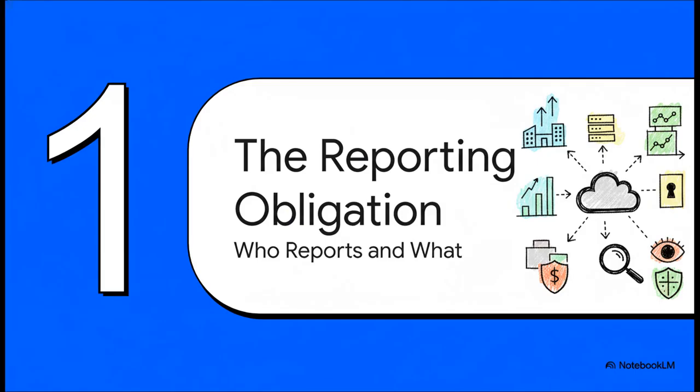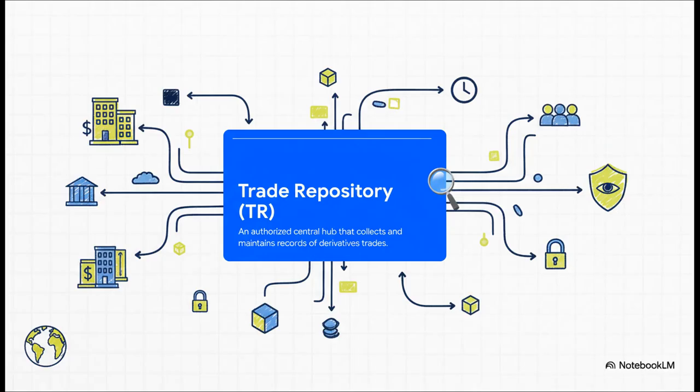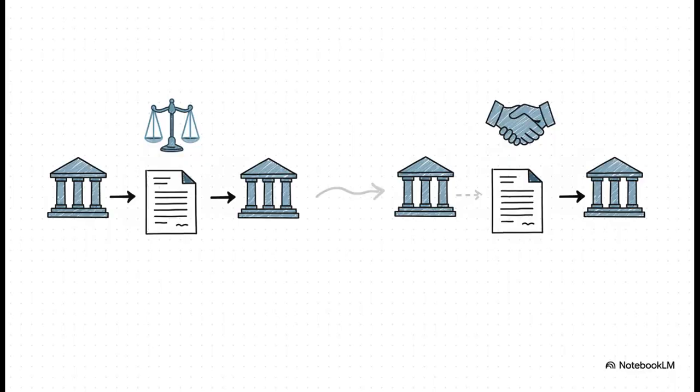Right, so let's start at the very beginning with the reporting obligation. This is the absolute bedrock of the entire system. It defines exactly who has to report and what information they need to hand over. The main character in this whole story is the Trade Repository, or TR for short. Just think of it like a giant, super secure library for financial trades. It's the official, authorized hub that collects and holds on to all these records, so regulators can come in and check them out.